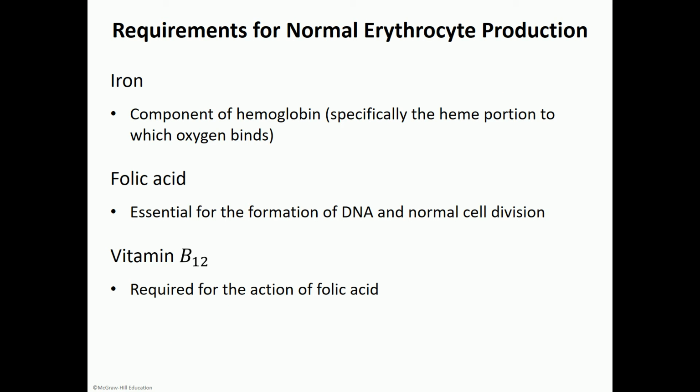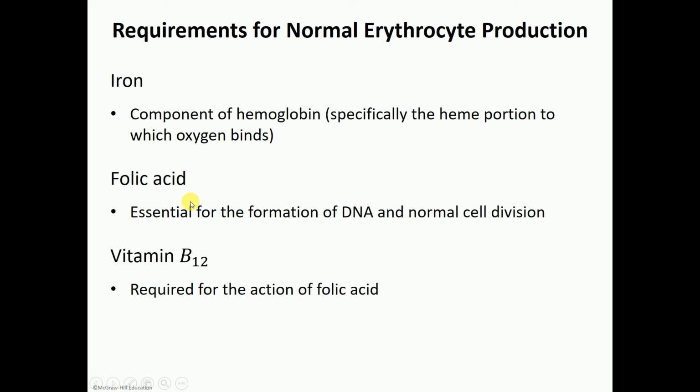What are the requirements for normal erythrocyte production? We already introduced those. Those are iron, folic acid, and B12. We need iron, obviously, because it's a component of the hemoglobin molecule, and that is how we are going to attach oxygen. That iron has the ability to attach to a maximum of 4 oxygen molecules.